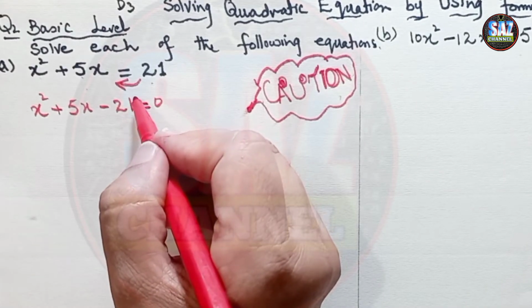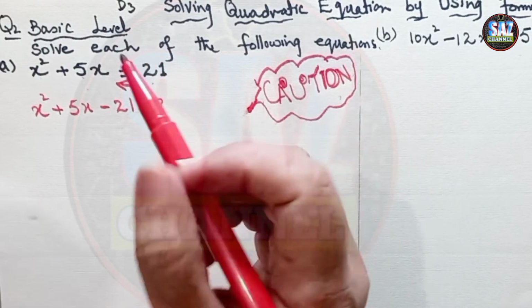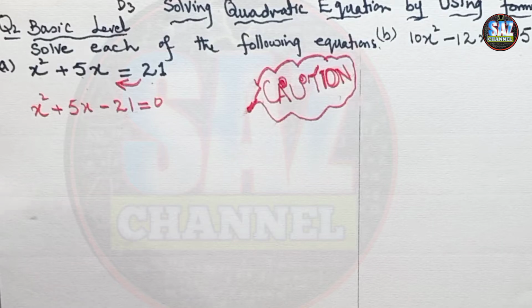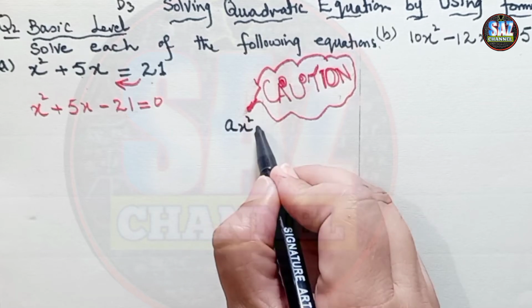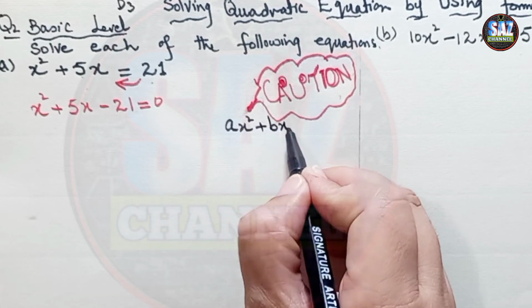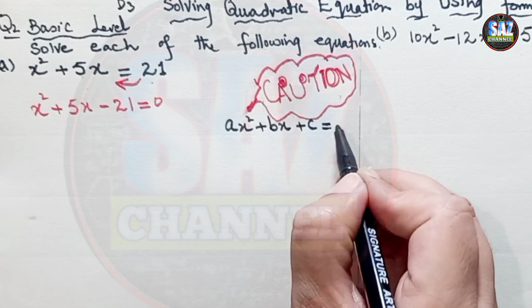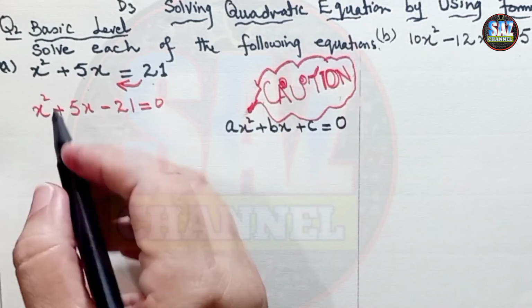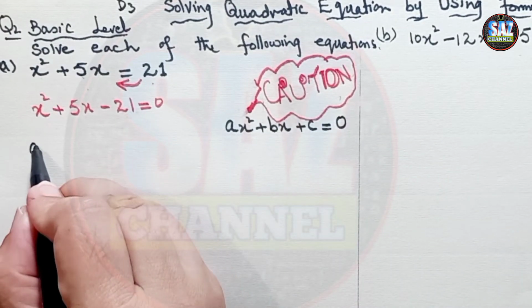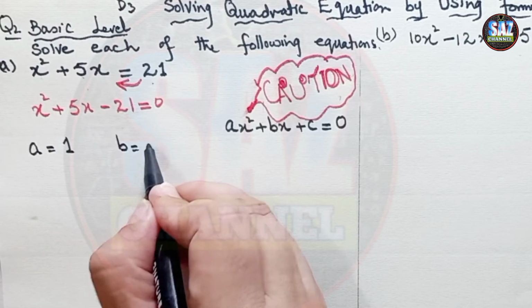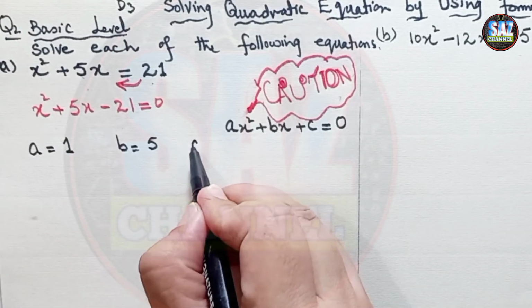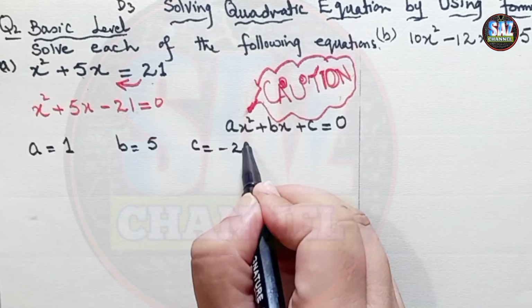Now we have to compare the given equation with the standard quadratic equation, which is ax square plus bx plus c, and identify what a, b and c are for this equation. a equals 1, b is 5, and c is minus 21.